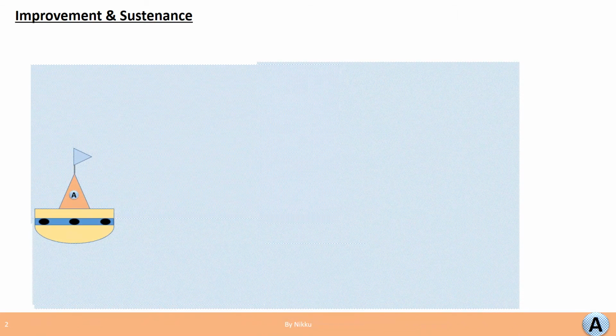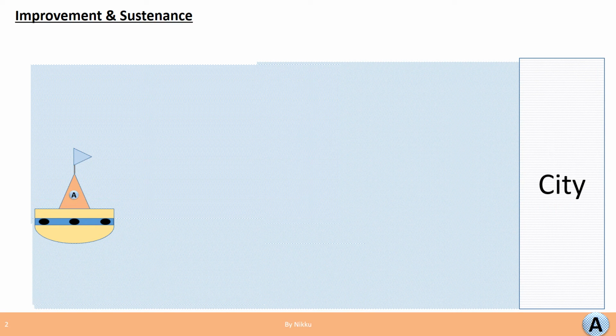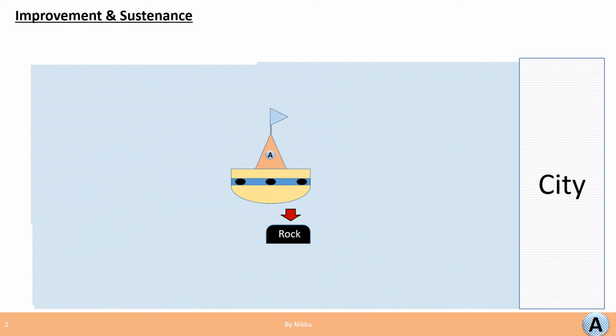Friends, what is improvement? What is sustenance? Suppose there is a ship sailing in the river and the destination is a city on the bank of the river. Suddenly, the captain of the ship finds that there is a rock between the ship and the city. So what does he have to do? He has to analyze and identify an alternate path through which he can reach the city safely. He did it and reached the city safely.